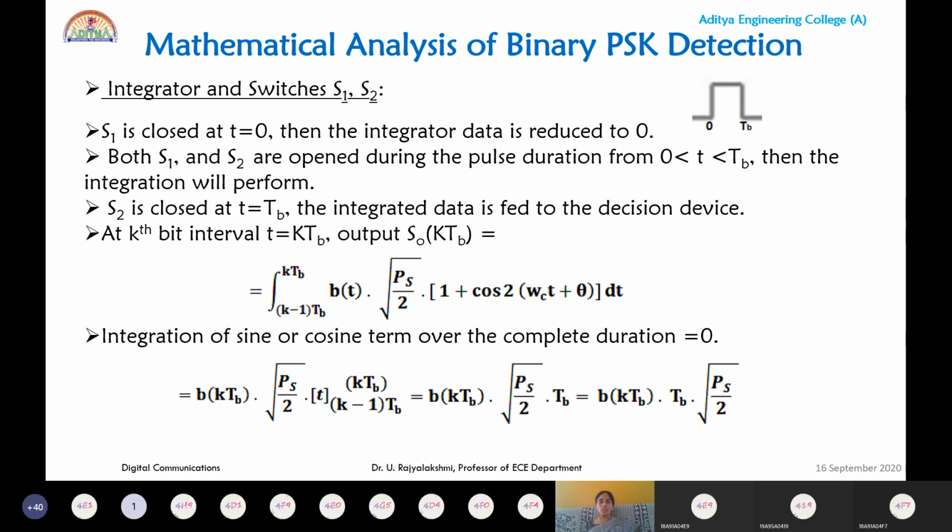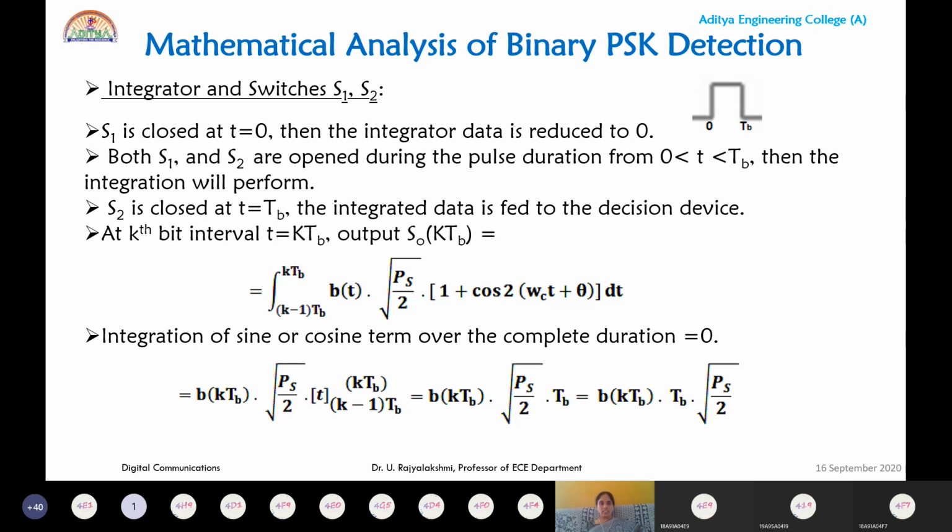So the integration will be performed for the low pass filter input. What is the low pass filter input? The multiplier output. We already calculated the multiplier output in the last slide as b of t into root Ps by 2 into (1 plus cos(2 omega c t plus theta)) dt. The integration limits are the lower limit (k minus 1) TB and the upper limit k into TB. Now always remember that the integration of a sine or cosine term over the complete duration is 0. So the integration of cos(2 omega c t plus theta) over complete cycles is 0. So you need to integrate only b of t into root Ps by 2. That's all.